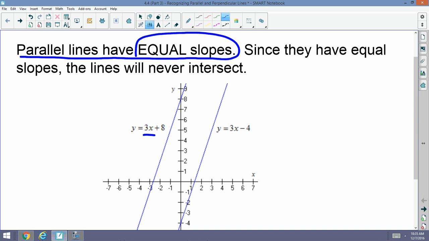Y equals 3x over here, so my slope is 3. All right, that's my m. And y equals 3x over here, my slope is 3. So whenever you solve equations for y and you see that the slopes are equal, you have parallel lines. That means they're never going to intersect. Now, please notice, though, that the y-intercepts are different. Why is that important to recognize, do you think?